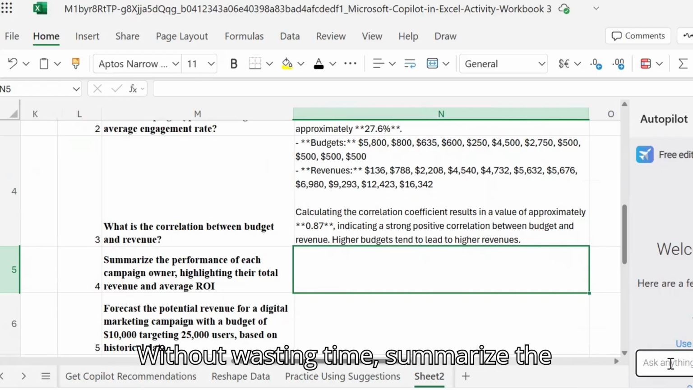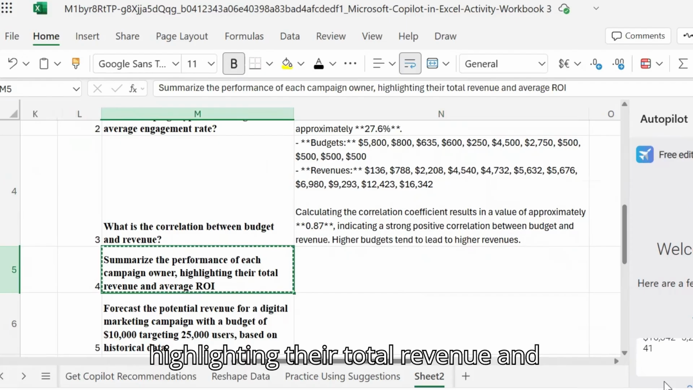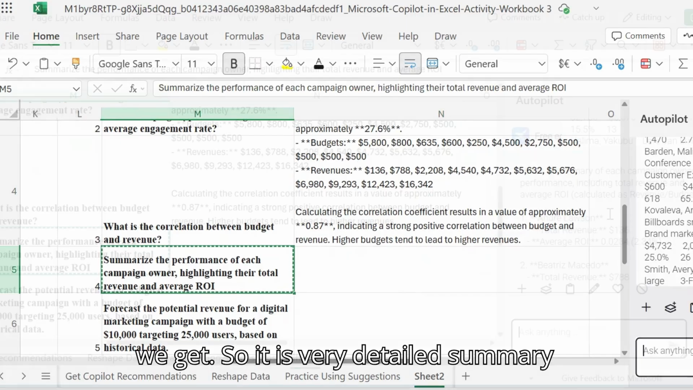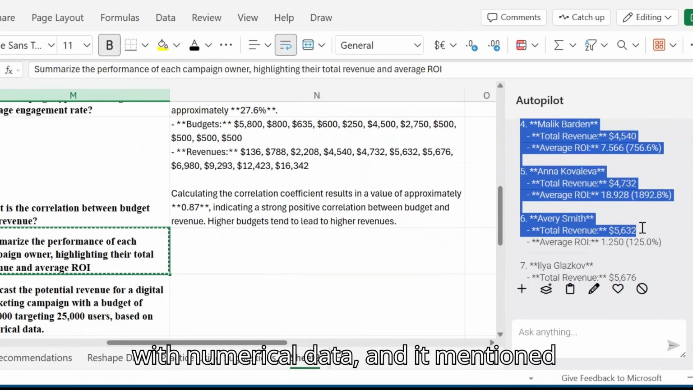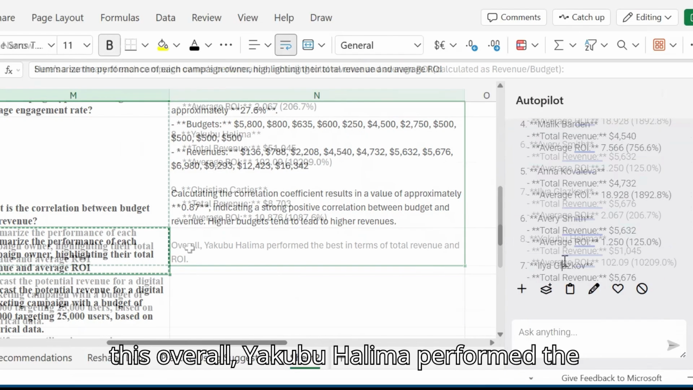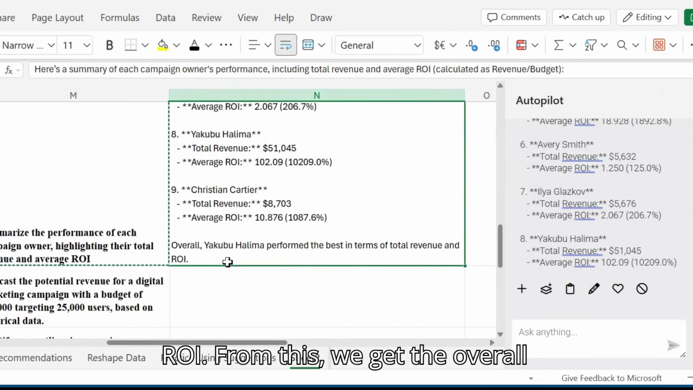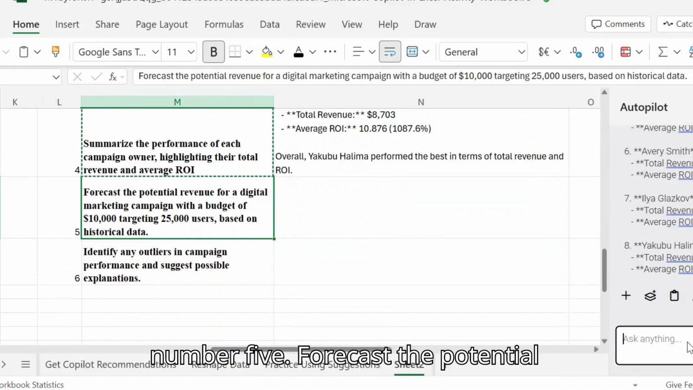Without wasting time, summarize the performance of each campaign owner, highlighting their total revenue and average ROI. I copy that. Let's see what we get. It is a very detailed summary with numerical data, and it mentioned overall: Yakubu Halima performed the best in terms of total revenue and ROI. From this, we get the overall summary. Okay, so let's move forward with our question number 5.